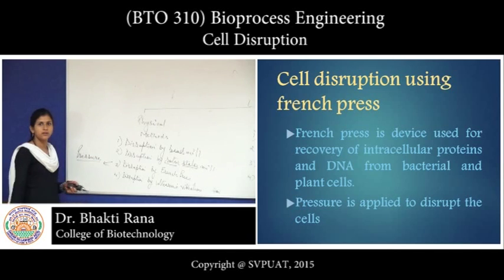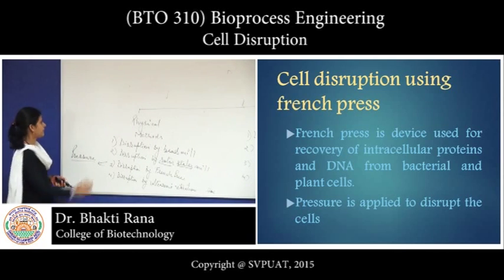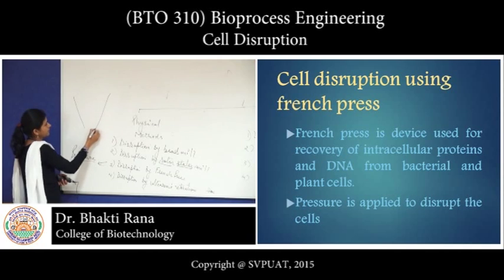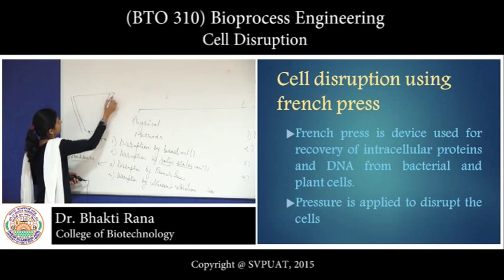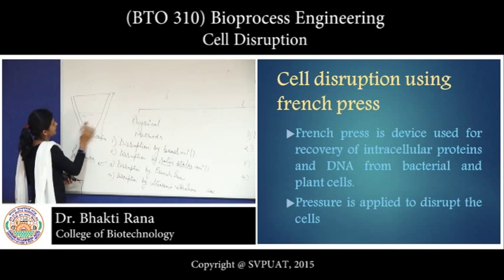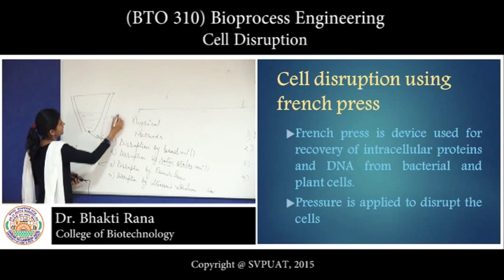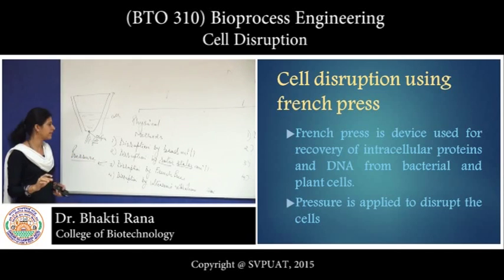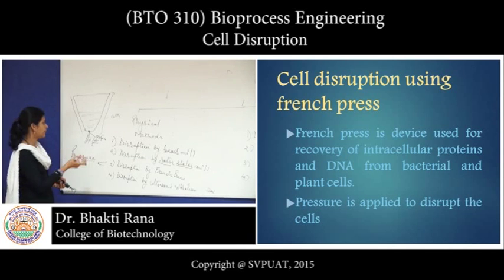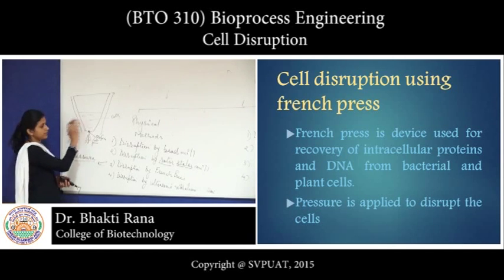Then we have disruption by French press, in which we are using pressure to disrupt the cells. A pressure is applied from the bottom and there is an orifice, and here some cells will come. Due to this, if a pressure is created in the form of a jet, as during Diwali holidays we have crackers that burst, in the same way we apply the pressure and it will disrupt the cells.